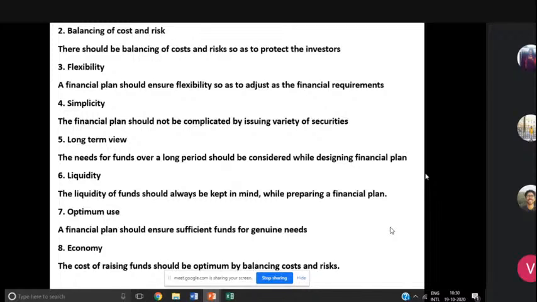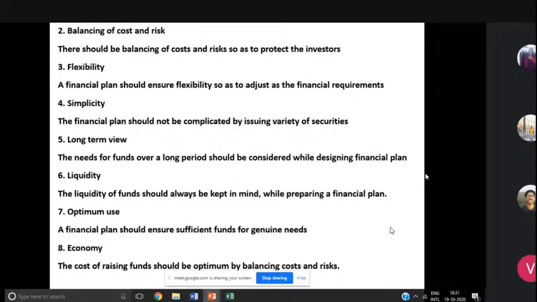Okay, come to the next point now. Simplicity. Financial plans should not be complicated by issuing a variety of securities. So simple. Next, long-run view, long-term view. The needs for funds over a long period should be considered while designing financial plans. So clear. You should not take 1 year as the time in order to make the financial plan. You must take into account at least the next 10 years. Next is what? Liquidity. The liquidity of funds should always be kept in mind while preparing a financial plan.